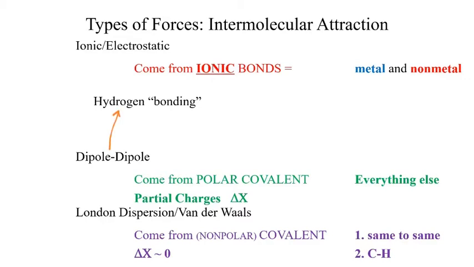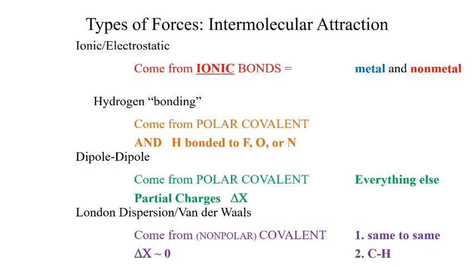Well, first off, because we know it's coming from a polar covalent bond, because it's a dipole-dipole, that rule comes into play. The big thing that differentiates hydrogen bonding from dipole-dipole is this, which is why it's bolded. We're looking at hydrogen bonded to fluorine, oxygen, or nitrogen.